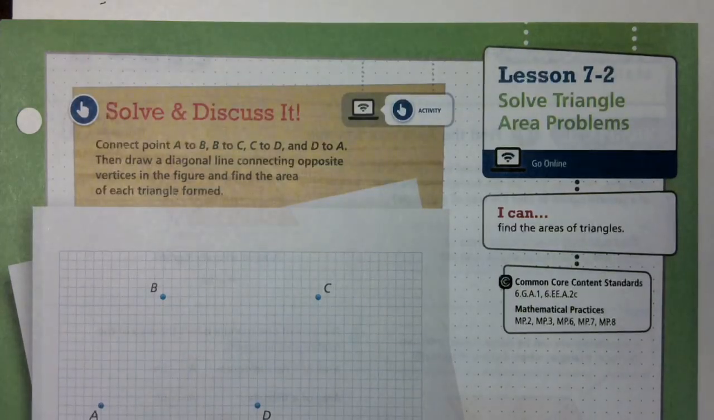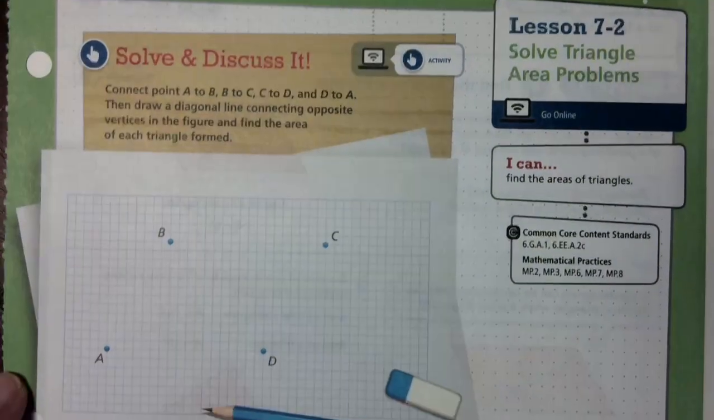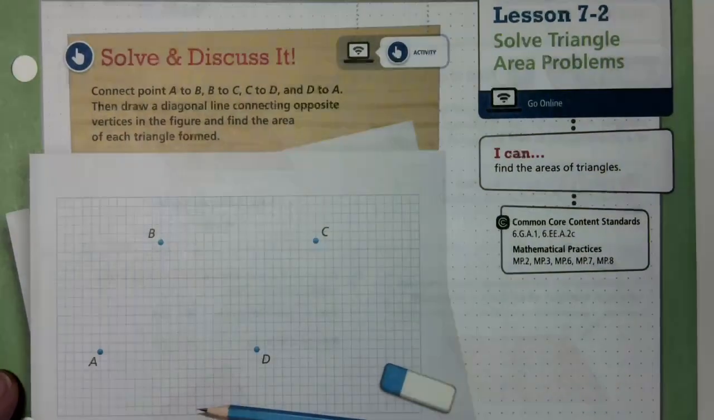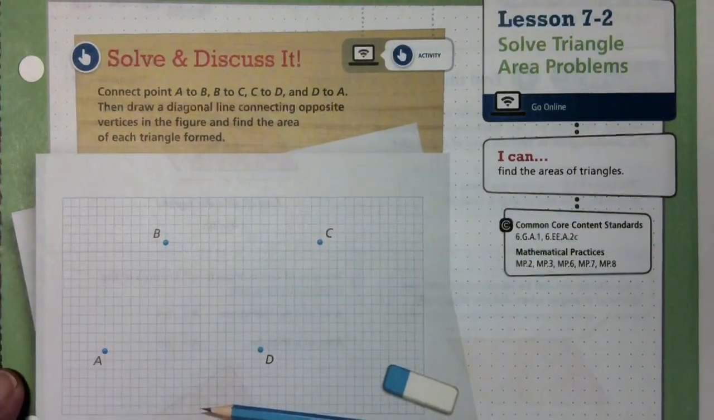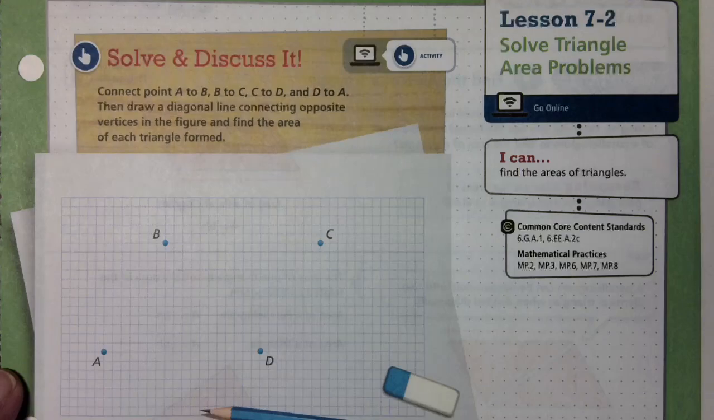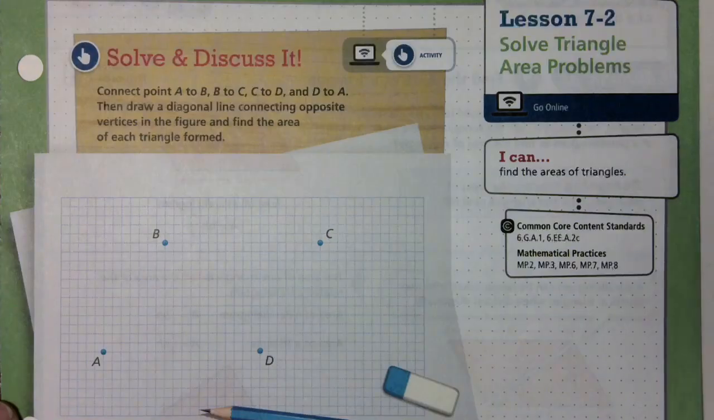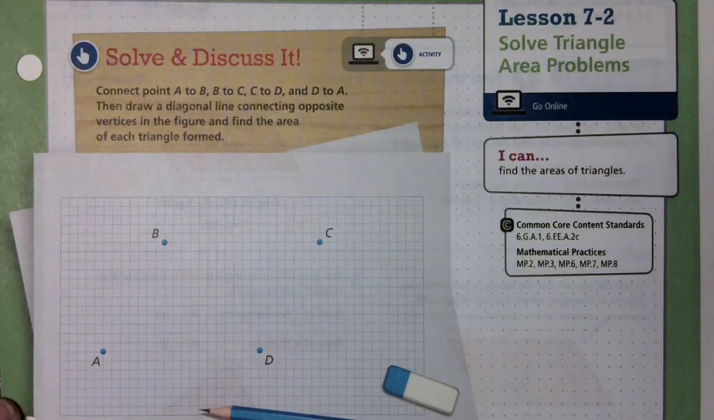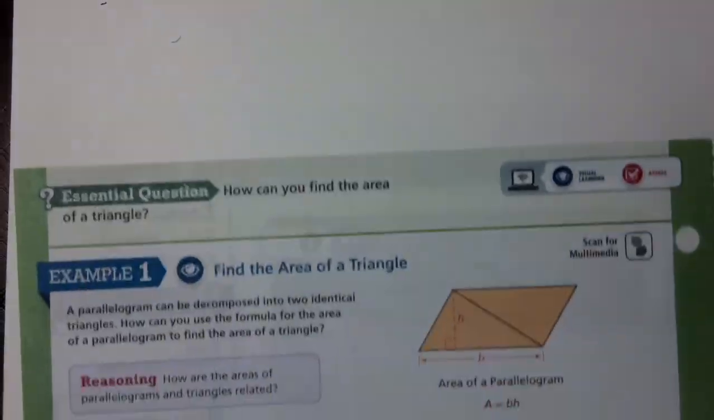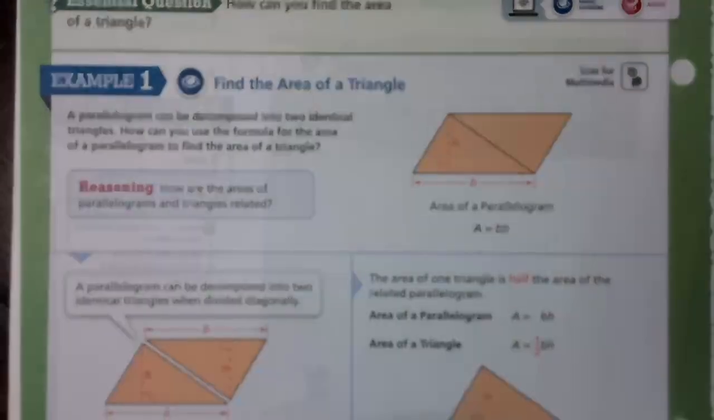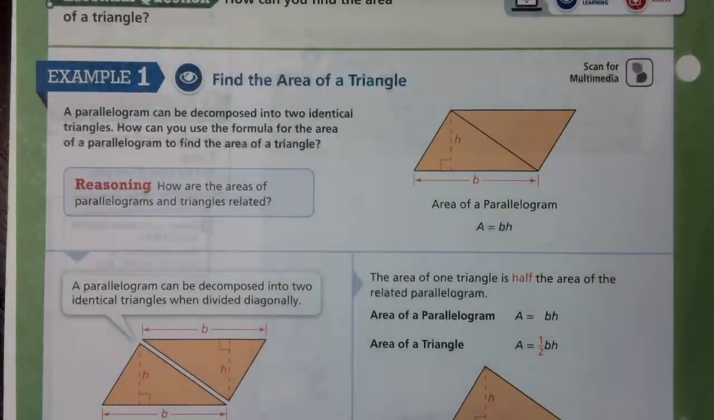Now teachers, I'm going to leave it up to you to do the solve and discuss in class. If you want to pause this and do the solve and discuss, it's done exactly like the one we did yesterday. Students will need a ruler, and you can do it and discuss it and then come back to the video. Or you can skip over this and go straight to example 1, and we will discuss what you would have found out when you did that on the other side.